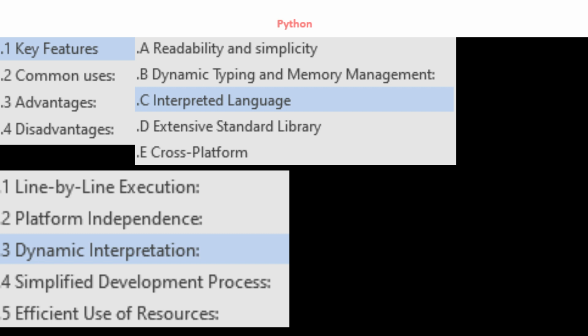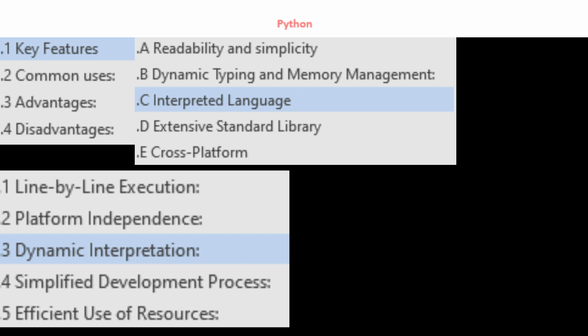Dynamic interpretation. Runtime modifications. Python allows dynamic modifications at runtime, enabling features such as dynamic typing and dynamic loading of modules. Example: importing modules during execution using the importlib module, allowing flexible and modular program design. Interactive development.